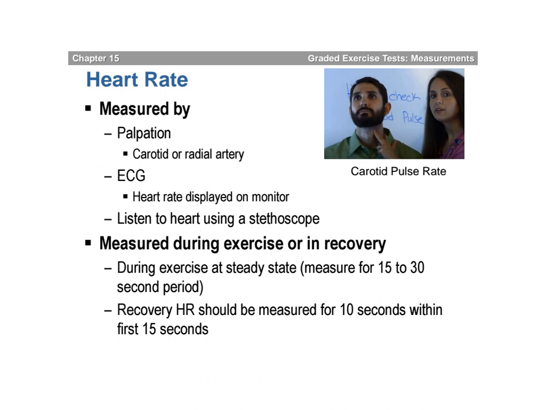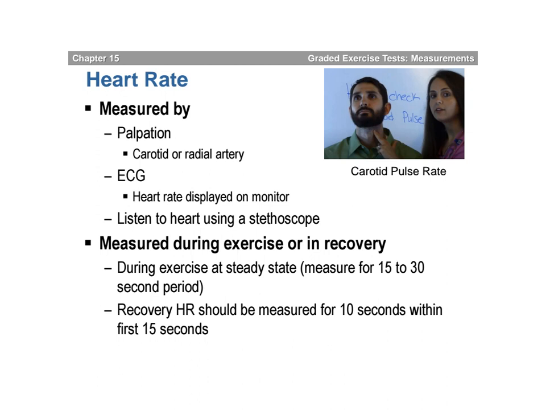So during exercise, at steady state, it may be possible to measure the heart rate by palpation. So let's say the person's on a treadmill, then maybe a second person might be able to measure their heart rate as they're on the treadmill doing the exercise. In this case, you might measure for a 15-second or 30-second period, and of course multiply by the appropriate factor to get the number of beats per minute.